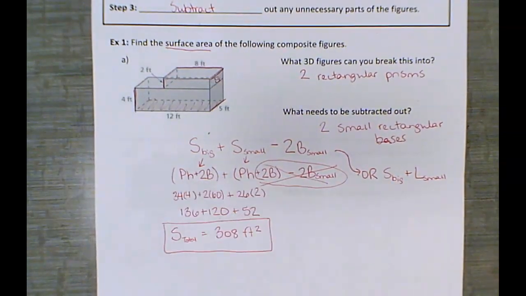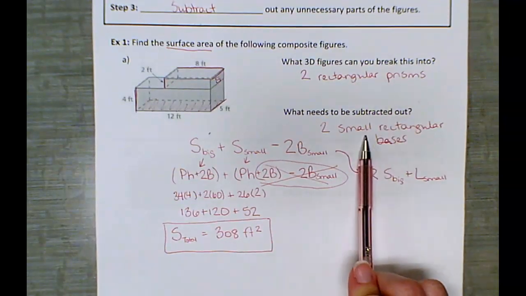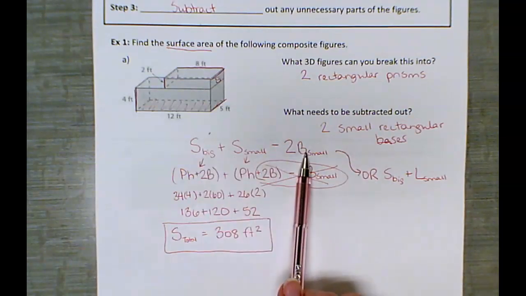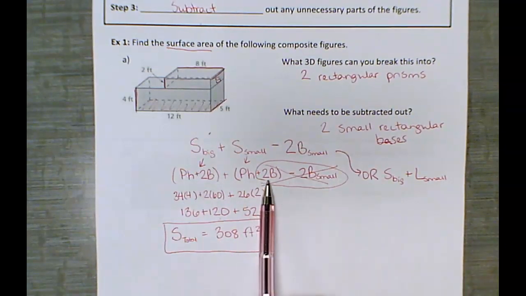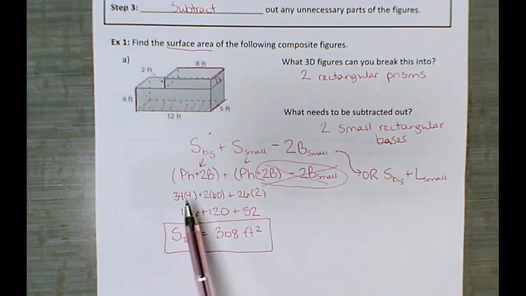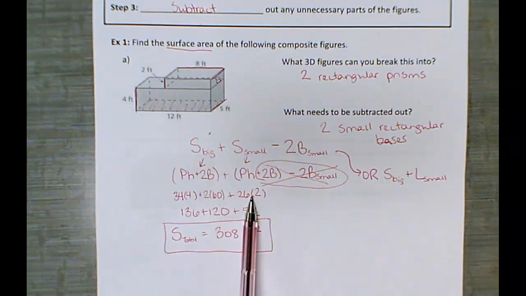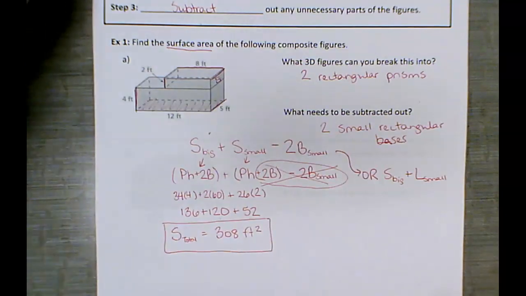So I was able to identify what my composite figure was made of. I subtracted out 2 small rectangular bases based on the model that I made. I came up with a plan. I inserted the formulas into the plan. I was able to see that the plan can kind of be simplified. And that way, whenever I inserted my dimensions, I had a much simpler way to find the total surface area of the composite figure. So let's look at example 1b.